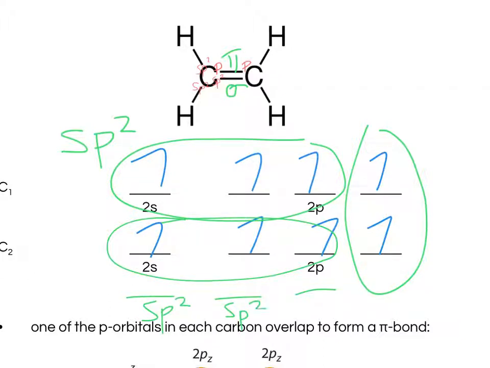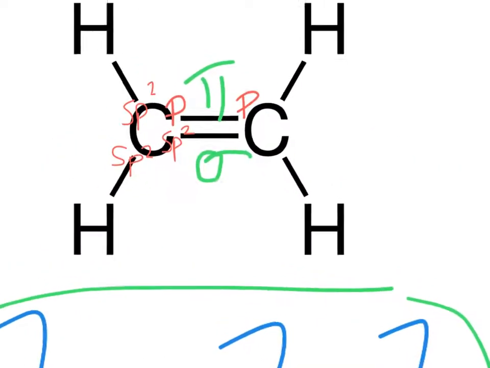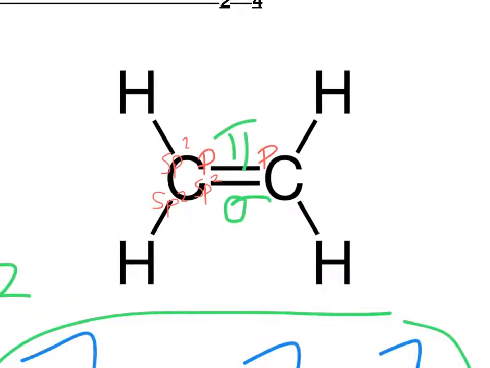Remember, the total number of orbitals that go into the mix has to equal the total number of orbitals coming out of the mix. So I can go back and just indicate that: sp2, sp2, sp2. Okay? And of course, we'll remember that all of the orbitals around hydrogen are s orbitals, as we saw before.